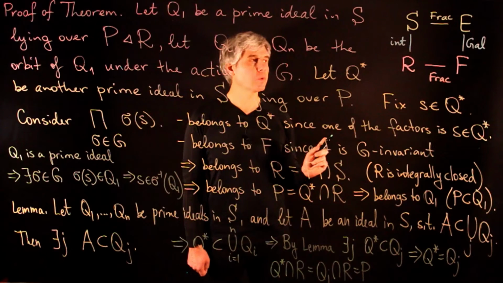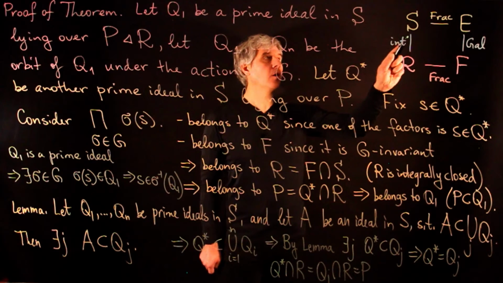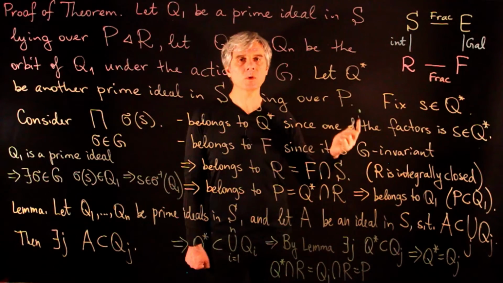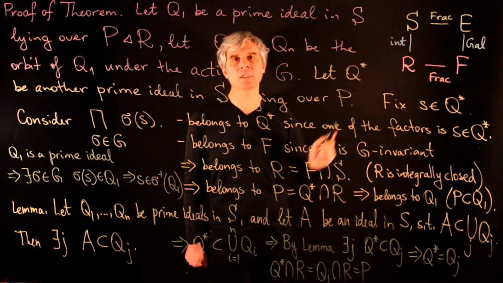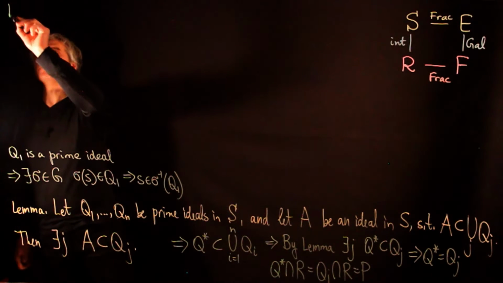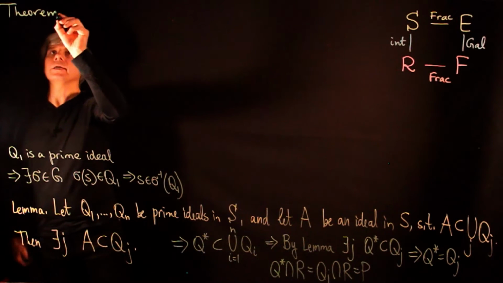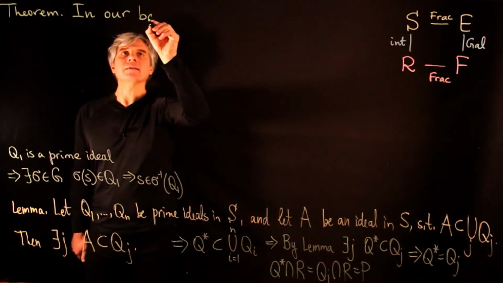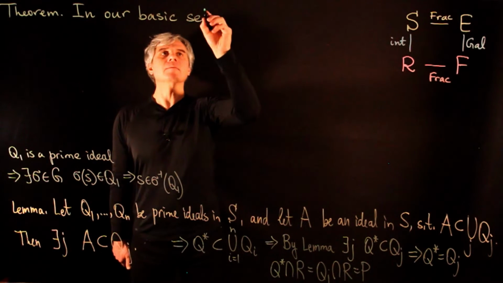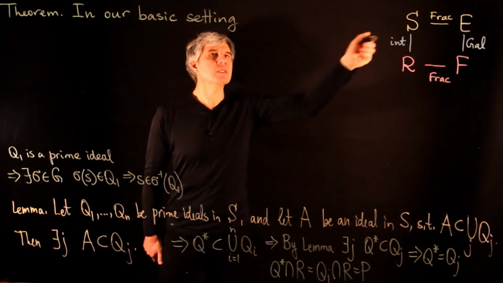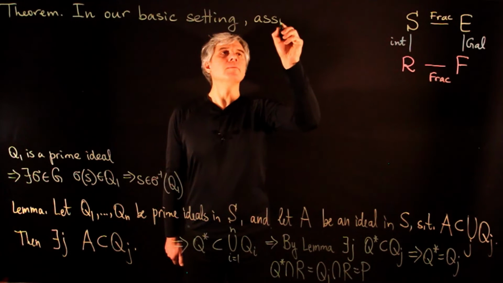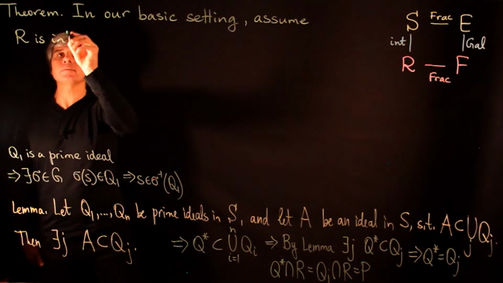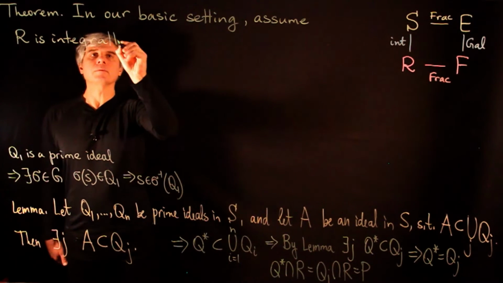With our next theorem, we want to understand better the structure of the ring S as an R module. This theorem will also help us with computations of S in specific examples. Theorem. Again, we assume that we are in our basic setting, like on this diagram, and assume that R is integrally closed.